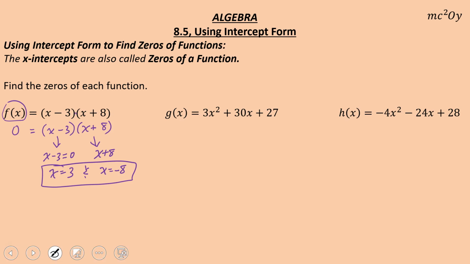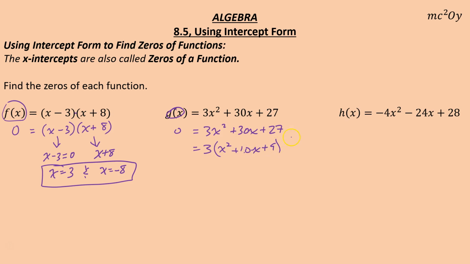If it's not in factored form, it's a lot harder to find the zero. So here I'd have to set this equal to 0. All right, I'd say that equals all of this stuff. And I'm in standard form. Try to factor it. What goes into 3, 30, and 27? 3 does. 3 times x squared, 3 times 10x, and 3 times 9.